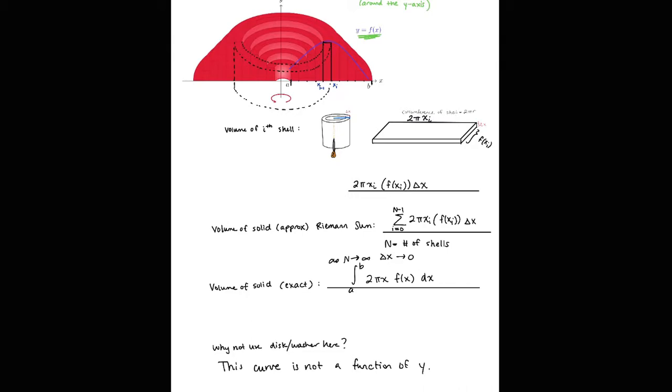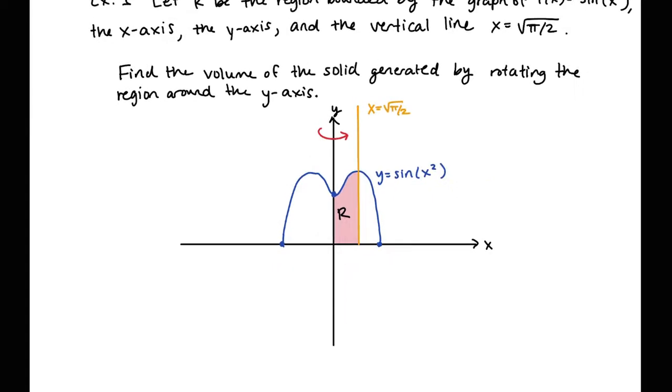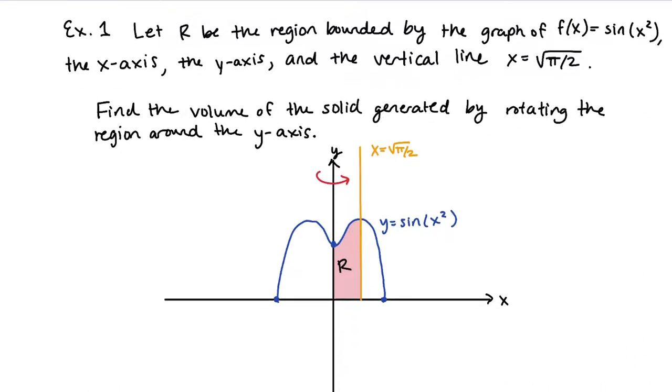Okay, so let's take a look at some specific examples here. For our first example, we're going to let R be the region bounded by the graph of f of x equals sine of quantity x squared, the x-axis, the y-axis, and the vertical line x equals root pi over 2. And we're going to find the volume of the solid generated by rotating the region around the y-axis.